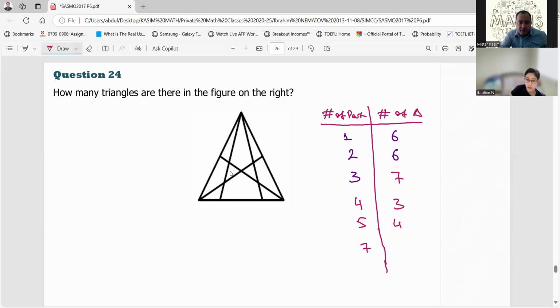Okay. How about seven? There's two of them. Only two? The entire right side and the entire left side. 1, 2, 3, 4, 5, 6, 7. 1, 2, 3, 4, 5, 6, 7. Okay, that is three, right? And that's the whole triangle, right? How many altogether? That's three.